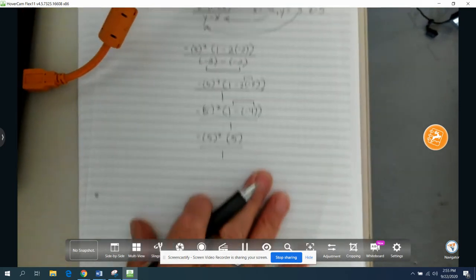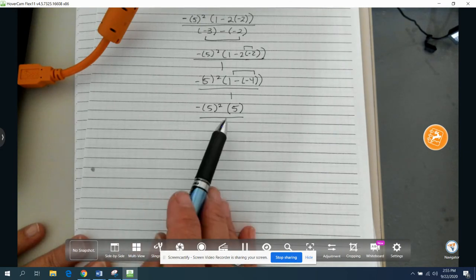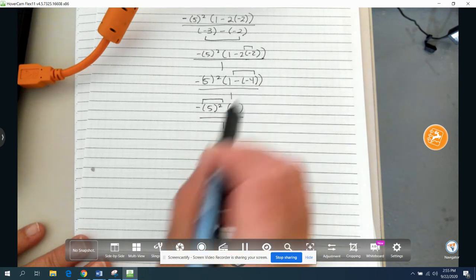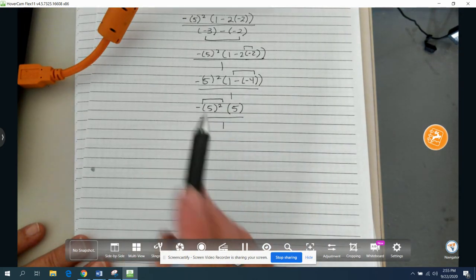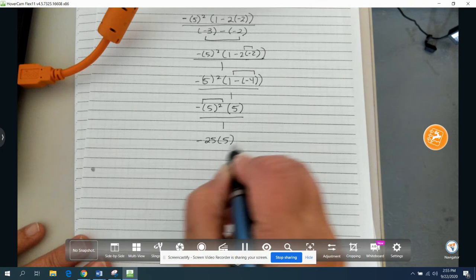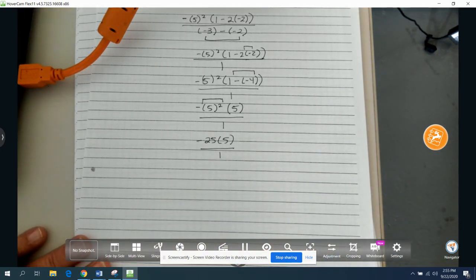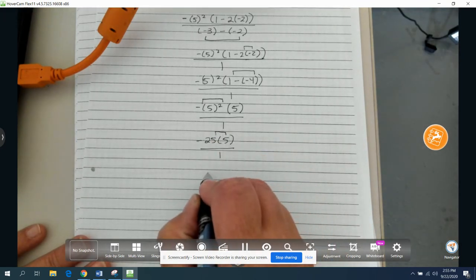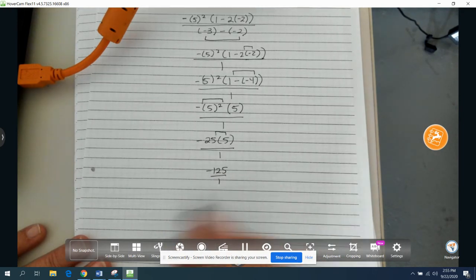Okay, the next move, now that I did parentheses, is exponents. So we talked about this in the Google Meet yesterday. This says that I'm going to take 5 squared and then take the opposite. So 5 squared is 25. So I have negative 25 times 5 all over 1. And I probably could get rid of the 1 because dividing by 1 means it's itself. So my last move here is negative 25 times 5. So I get negative 125 divided by 1. Negative 125 divided by 1 is negative 125. So my answer is going to be negative 125.